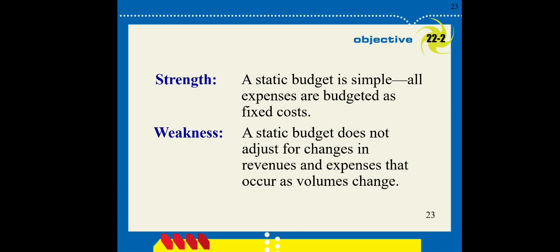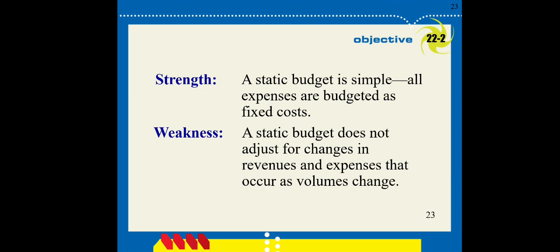Okay, let's see the strength and weakness of static budget. The strength first: static budget is simple. All expenses are budgeted as fixed cost. You just estimate for every cost the expected amount that the business has to pay. But the weakness is that a static budget does not adjust for changes in revenues and expenses that occur as volume changes.